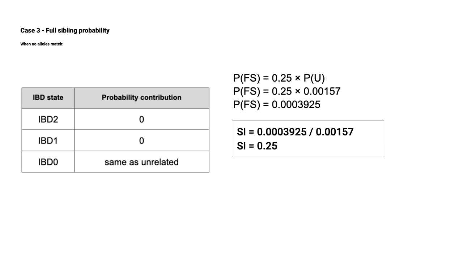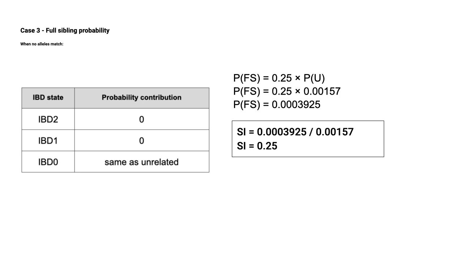So in case number 3, to compute for the probability of full siblingship, we multiply 0.25 times the probability for unrelatedness, which is 0.157, which we have computed. And the final product is 0.0003925.